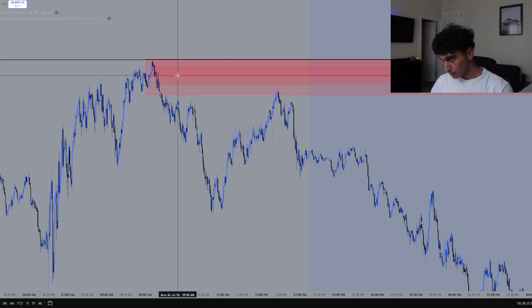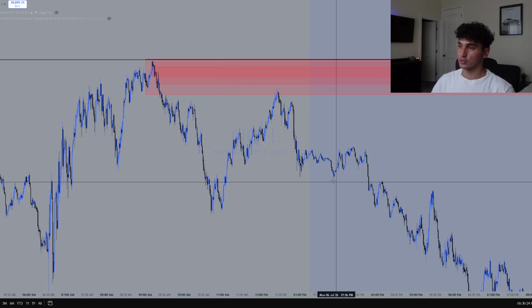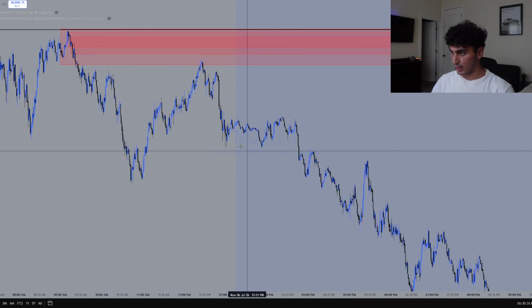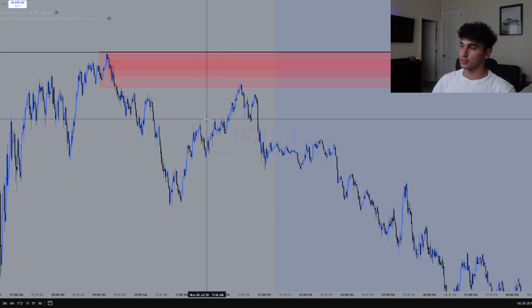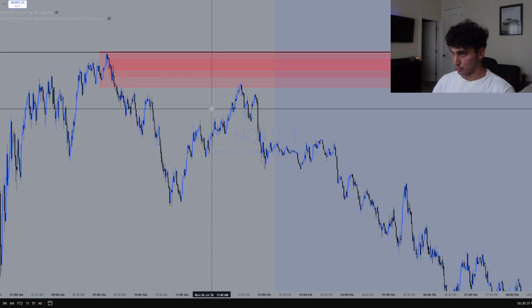So boom, that's one of the biggest things you want to look for in terms of understanding, okay, how high probability is this zone? How confirmed is this zone? And if it's matching up on multiple different time frames, that is beautiful.